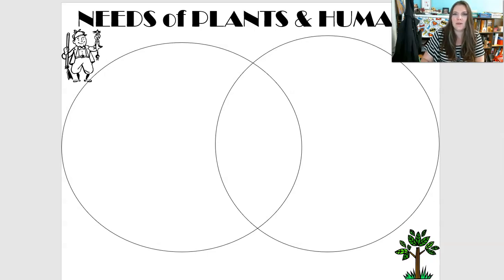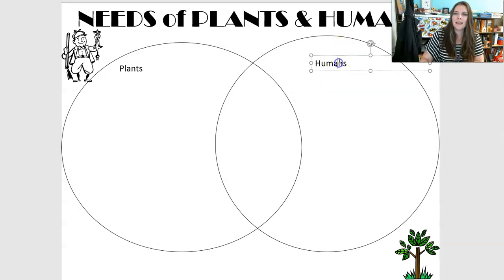On one side of your Venn diagram, you're going to put in the needs of humans. You can draw in, I'm going to put in a text box here because I am on the computer. At the top of one side, you can put plants. And then on the other side, you're going to put humans. I just copy pasted, so I'm going to change that to humans.